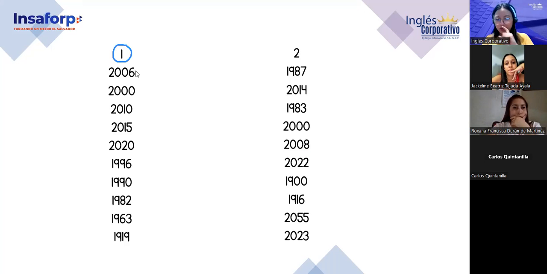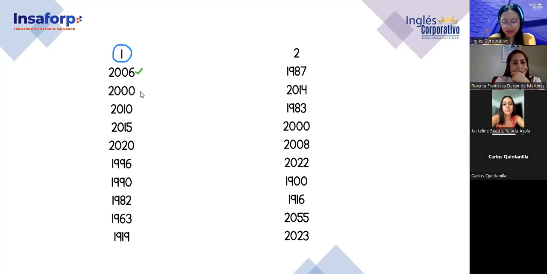2006. Uno primero. Carlos, go please, Carlos. I'm going to listen to you. 2006. Okay. Ah, sigo yo. Yes, toda la columna. Okay. 2000. 2010. 2015. 2020, 1996. Once again. Okay. 1996. Remember the emphasis. Escuché okay. 19 al inicio. Okay, continue.